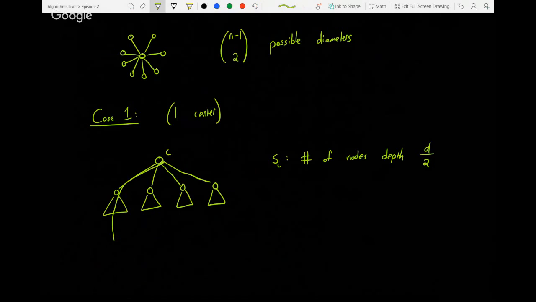So I might take some node down this subtree and pair it with some node down this subtree, or some node down this subtree and pair it with some node down this subtree, and so on. So I could have some weird pairings going on like that. I'll give you another example. So let's say I drew a tree like this. Then this node is going to be the center.